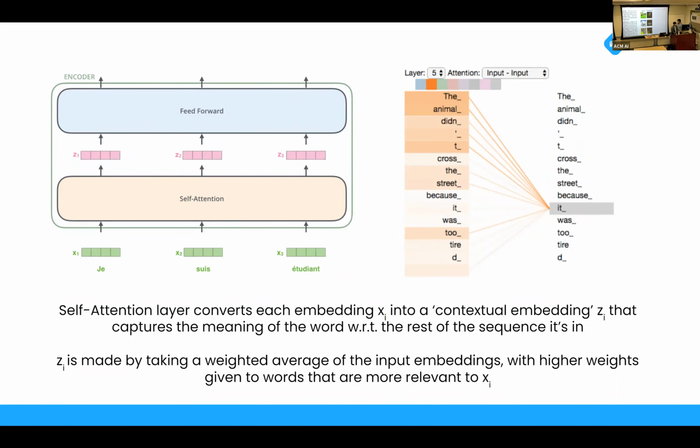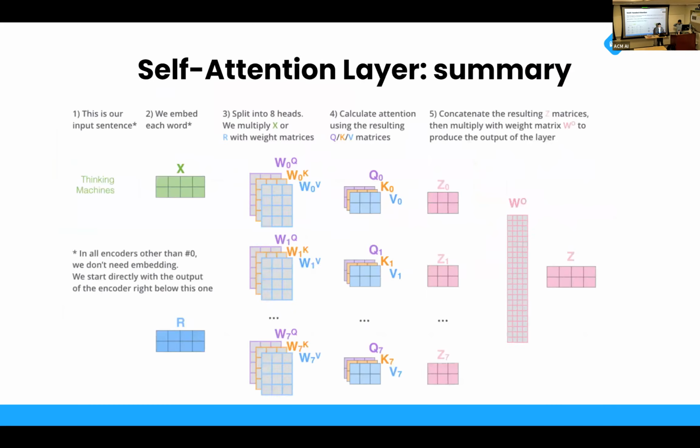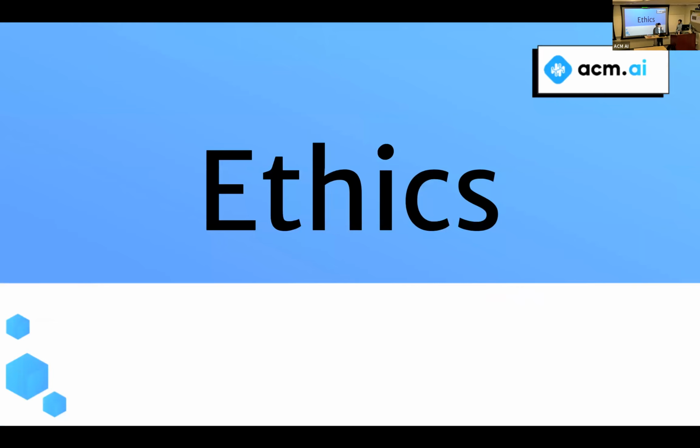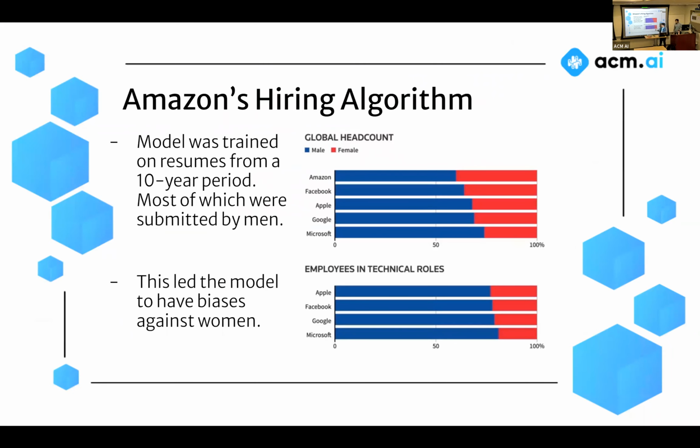So right before we finish off today, as per the ACM-wide ethics reform, we're going to talk a little bit about the implications of all of this, of natural language processing in general. So part of it is Amazon. They actually used a hiring algorithm to try to figure out which resumes are good and which resumes are bad, and basically they used that as a pre-screening process before any of the recruiters even read your resume. The model was trained on resumes from a 10-year period, most of which were submitted by men. And that basically led the model to have biases against women.